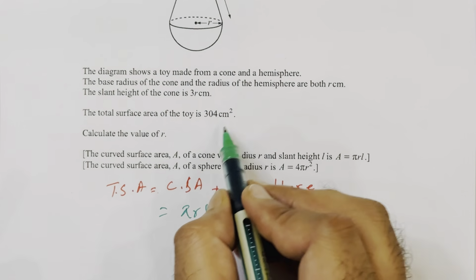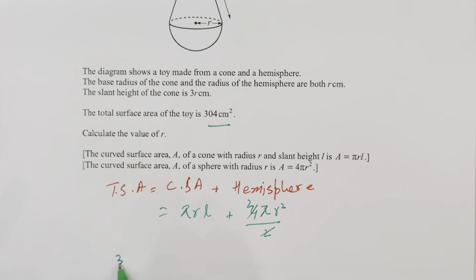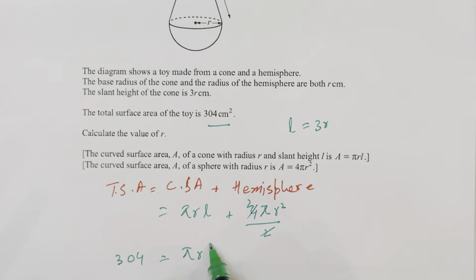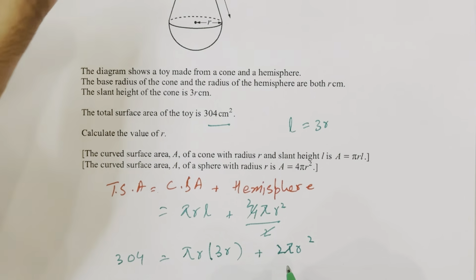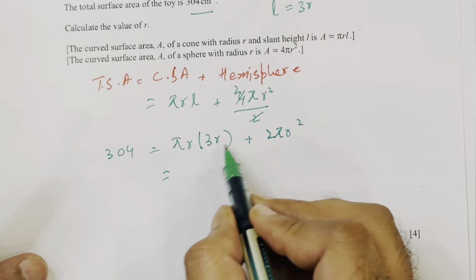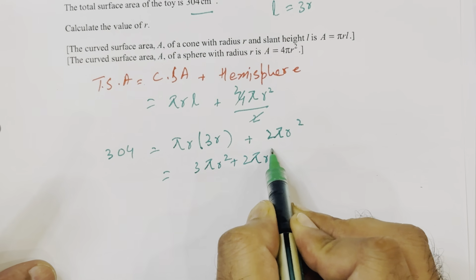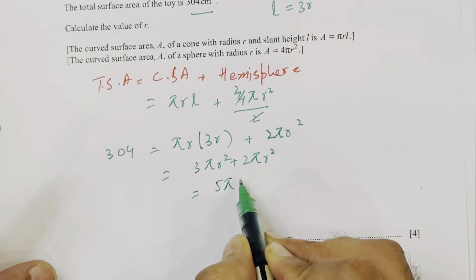And the total surface area is given in the question, that is equal to 304, and pi r, and the value of l is equal to 3r. So we're gonna apply here 3r and 2 pi r square. After solving it, we get 3 pi r square plus 2 pi r square. We get the value 5 pi r square.